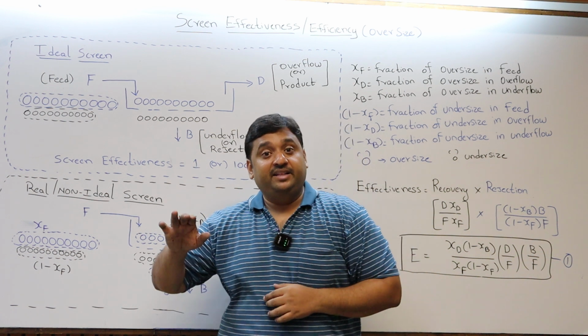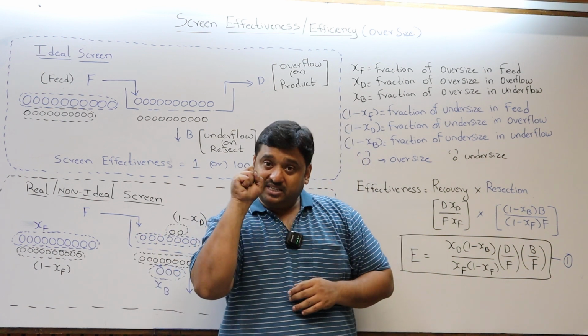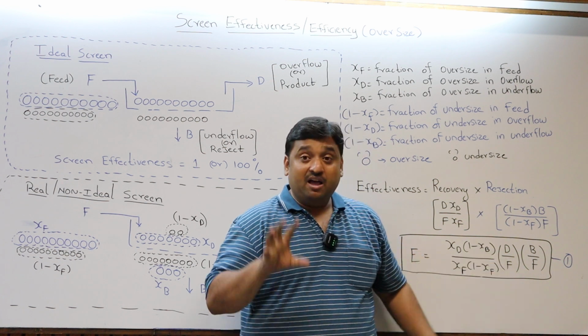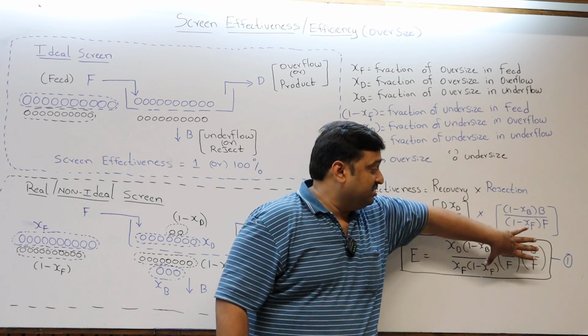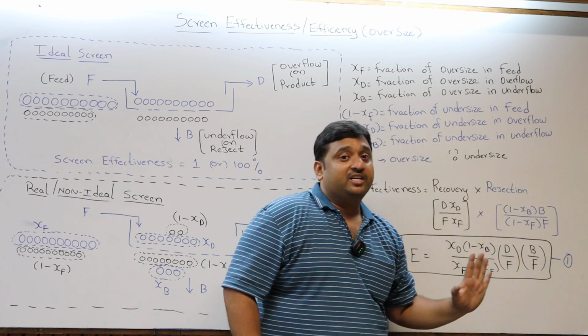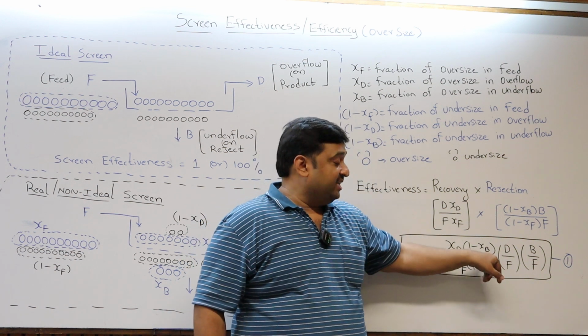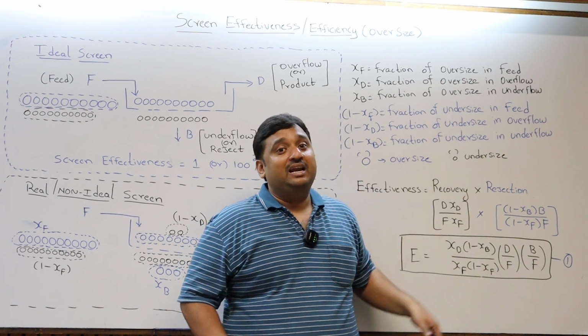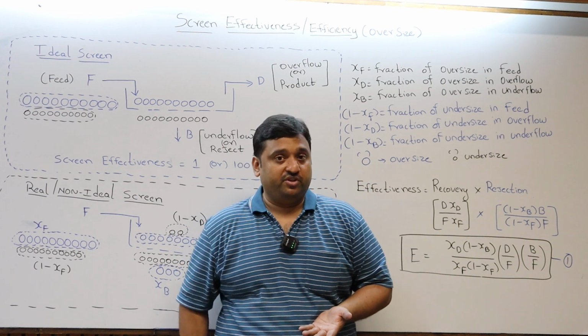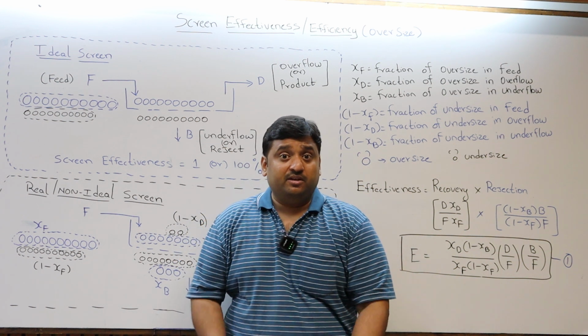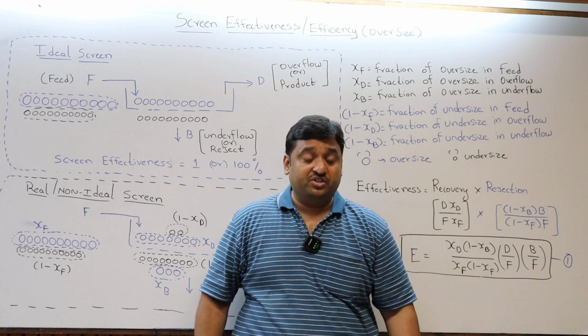That means in the further derivation I have to get some expression for D by F and some expression for B by F. Once I put them here, I get a complete expression, so that if I know XB, XD and XF, I am able to calculate the effectiveness or efficiency of a screen. So let us move further with the derivation.